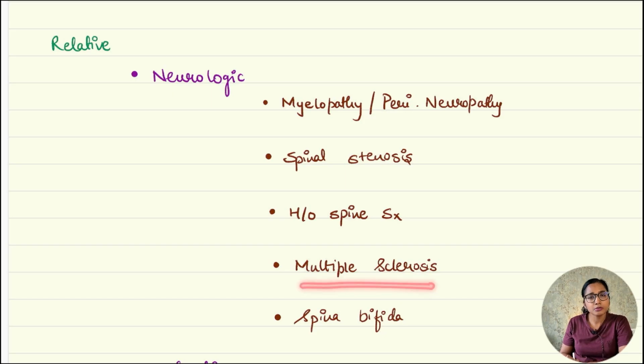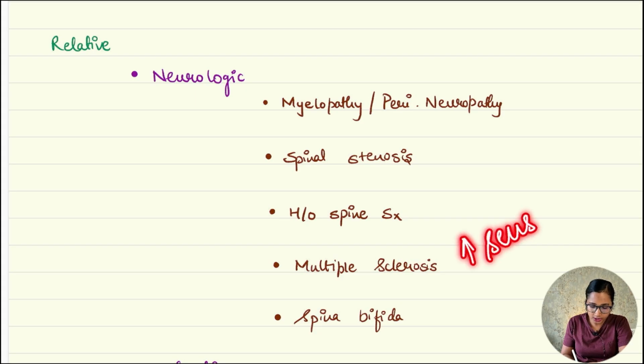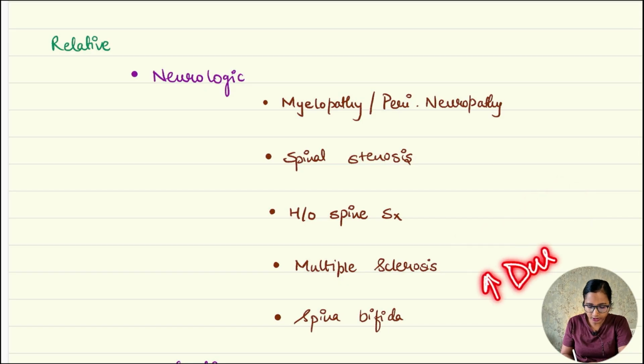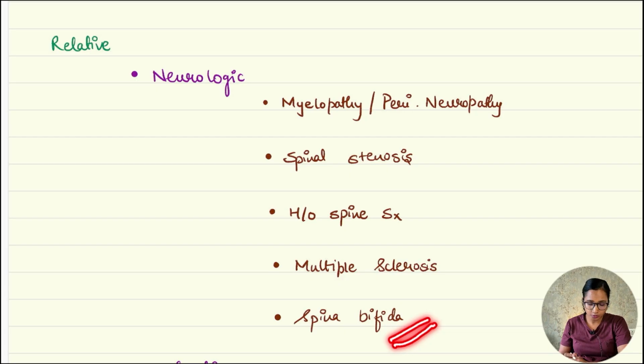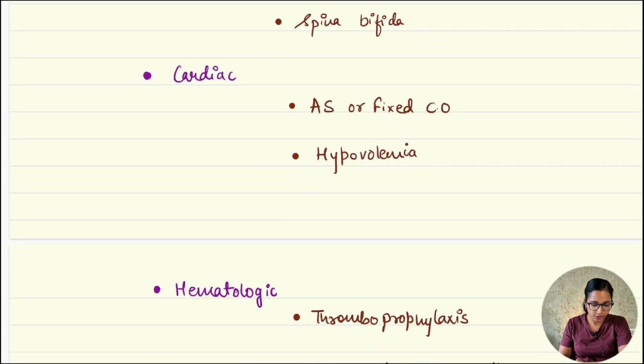Patients with multiple sclerosis, a demyelinating disease, the myelin sheath gets removed. So what happens is the patient becomes highly sensitive. There is increased sensitivity to the drug, as well as the duration of the drug increases. So better to avoid, and if necessary, we have to decrease the dosage. Patients with spina bifida can have a wide spectrum of congenital spinal cord malformations, so it is better to avoid giving neuraxial blockade in these patients.